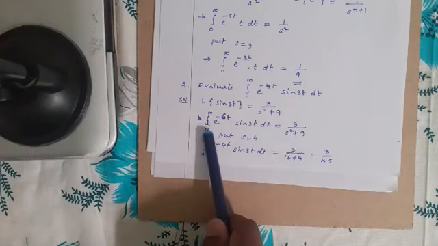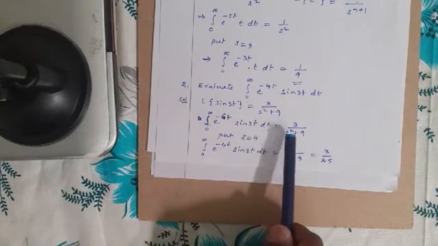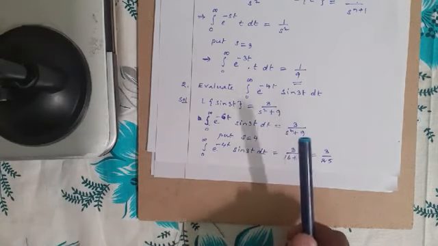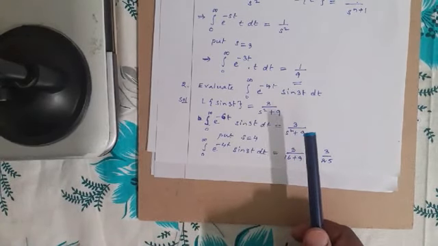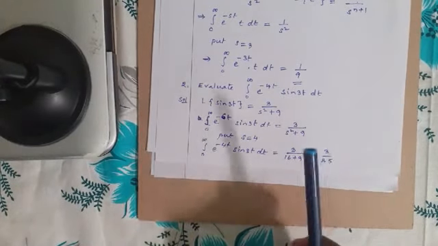Here you have to apply the formula: integral e power ax sin bx dx is equal to e power ax by a square plus b square in bracket a sin bx minus b cos bx.